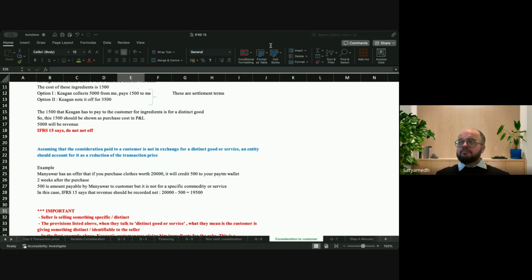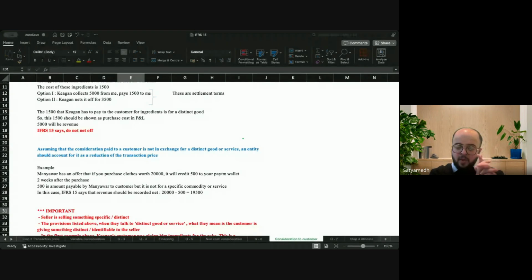Now, a lot of companies, a lot of retail stores have this particular policy that they will give you loyalty points, and against those loyalty points you will receive some cash or something from the company. Now I have been purchasing clothes from the Manyavar store for a while, and then I go there for wedding shopping, and my bill is 20,000. Now I tell them, don't pay me cash, settle this 1,000 against my bill. Now the 1,000 that Manyavar has to pay me is not for a distinct good or service. It's basically loyalty points accumulated over a period of time which are being credited to me right now.